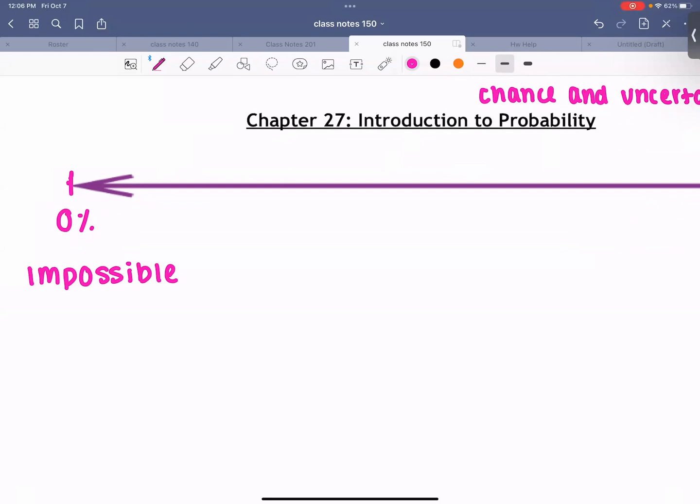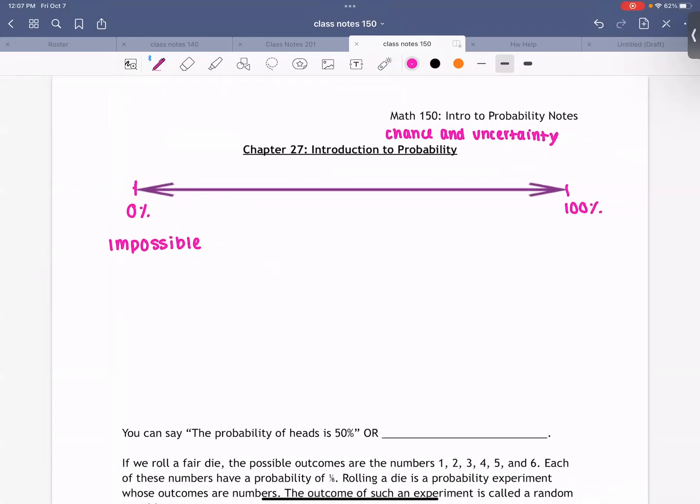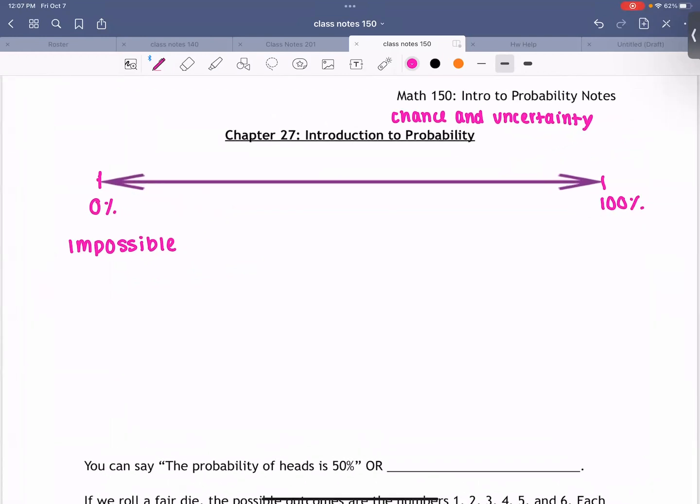Okay. Let's go to the middle here. In the middle, I have 50-50. Does everyone agree 50-50 goes in the middle? That sounds about right. Okay. So I'm going to tilt this to the side, but in the middle, we have 50-50. Heads or tails, 50-50 chance.